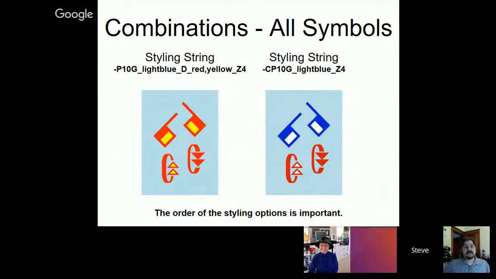All right, and also the order of the styling options is important, and here are 2 more complex styling strings. If we look at this first one, we see a padding of 10, a background of light blue, a detail for the symbols of a line red, a background of yellow, and we zoomed it to 4. Here's another one where we colorized it. We gave it a padding of 10, background of light blue, and we did the zoom 4 again.